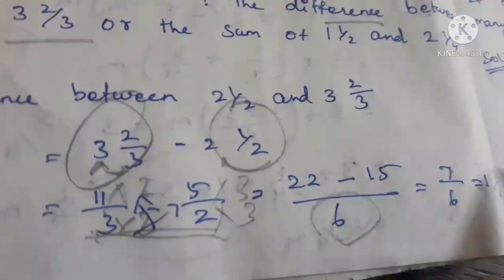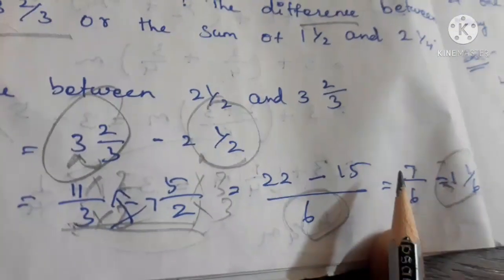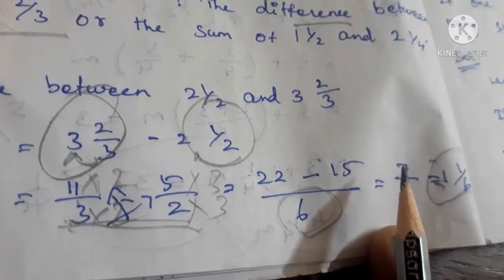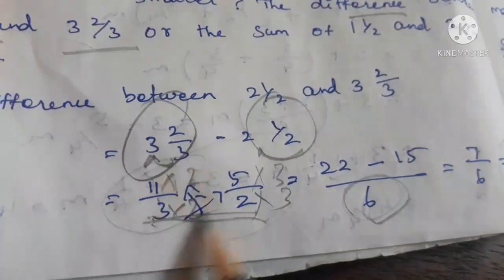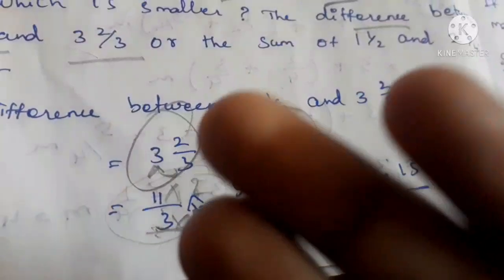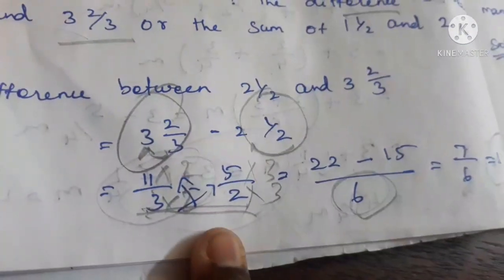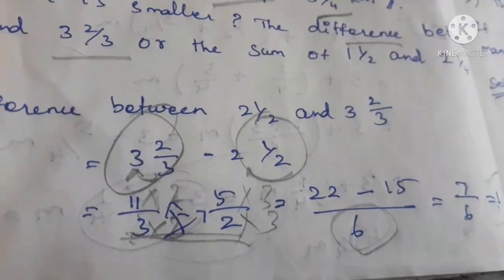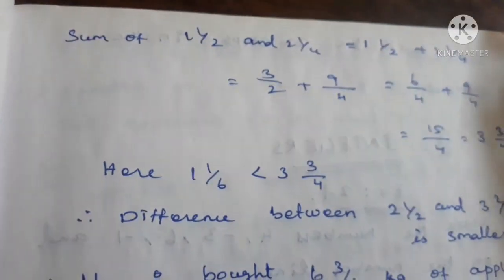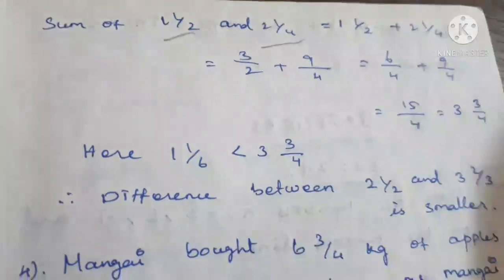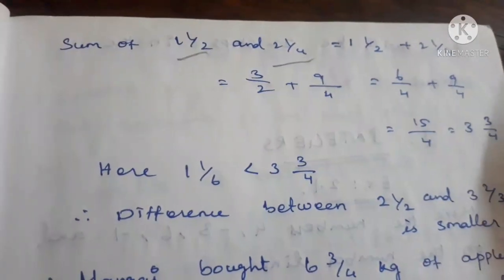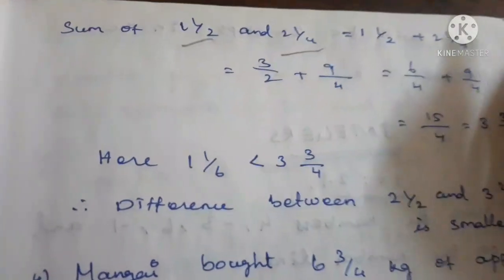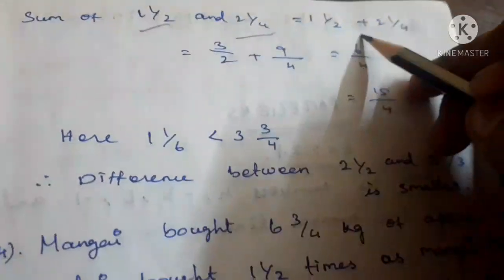So 7 by 6 is nothing but, when you convert it into mixed fraction, you will get what? 1 1 by 6. So here we converted into mixed fraction, we are converting into improper fraction, then again we are converting it into mixed fraction. Okay. Then the next expression is nothing but 1 1 by 2 and 2 1 by 4. They have given the sum. So sum is what? Addition. So we are going to do addition.